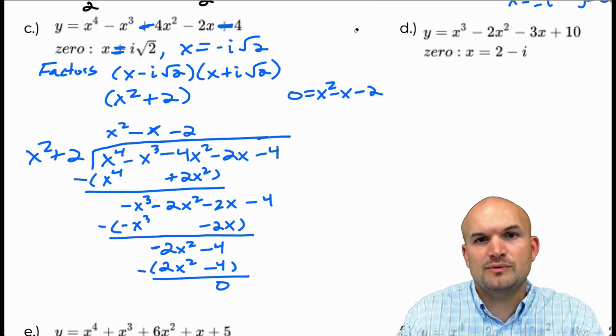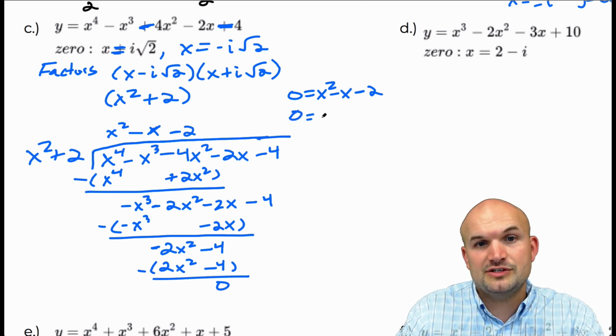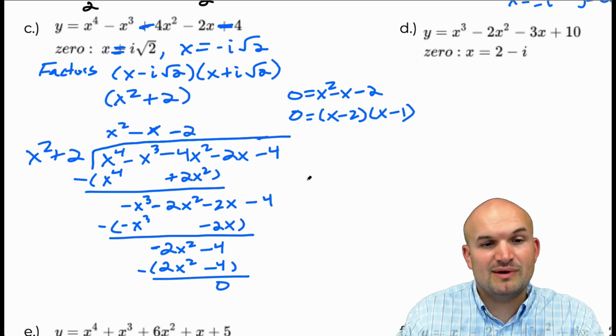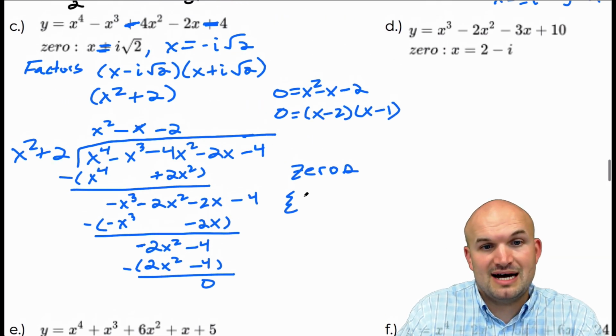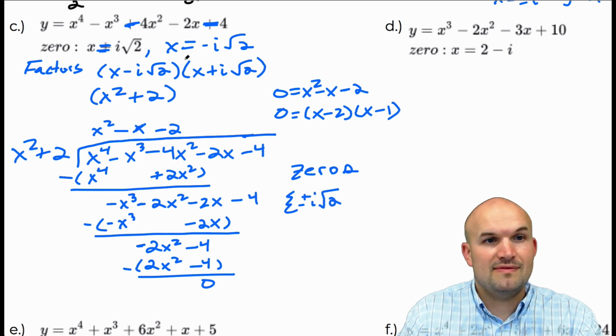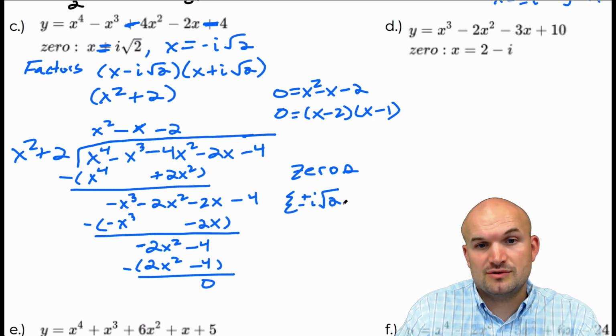But anyways, you go ahead and work this one. You can see this is now factorable into x minus 2 times x minus 1. Okay? So if we're going to write these zeros, I can just write these up here as plus or minus i square root of 2. And then we have these two real zeros, which are 2 and 1.